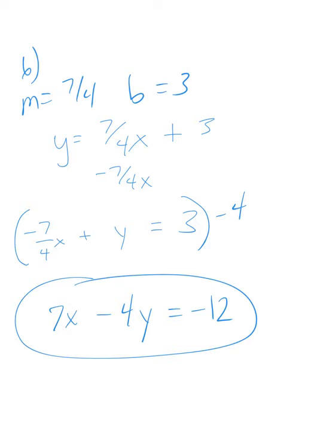There's your standard form. And if you think about it, that's your a, right? And that's your b. So a over b, take the opposite, and your slope was 7/4.